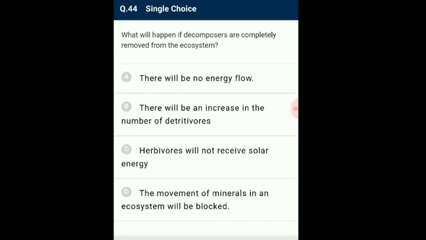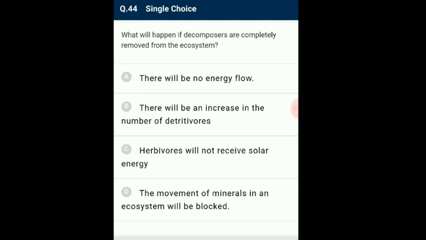Question number 44. Are completely removed from the ecosystem. The organic content of the dead and decaying organisms is broken down to inorganic substances by the process called decomposition. It is brought about by decomposers. Decomposition is mainly an oxygen dependent process and its rate is dependent on chemical composition and climatic factors.